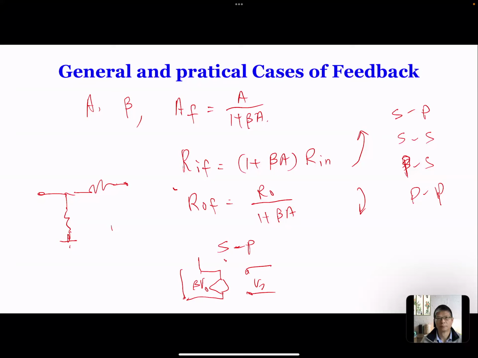But these two are not equal to each other. So this is the ideal feedback. We have voltage multiplied by beta, and we get the feedback to the input. But this is a way to get feedback that has a resistance. It's not an ideal case.